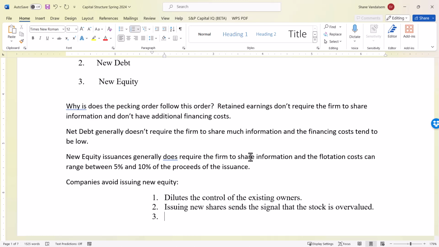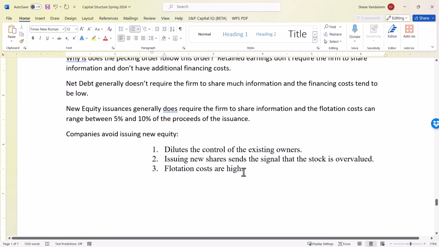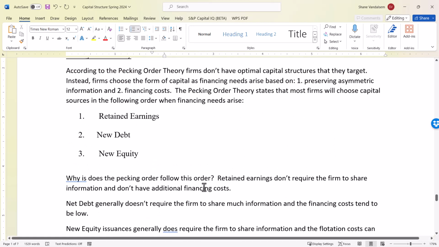Okay. Finally, the last reason why companies avoid issuing new equity is one I've already mentioned, that the flotation costs are high. It's expensive to issue new equity. So for those reasons, companies usually avoid issuing new equity. And to the extent that companies follow the pecking order, they'll usually exhaust their retained earnings first.